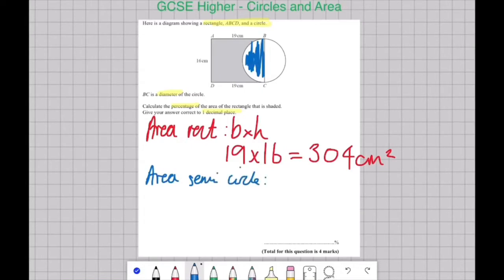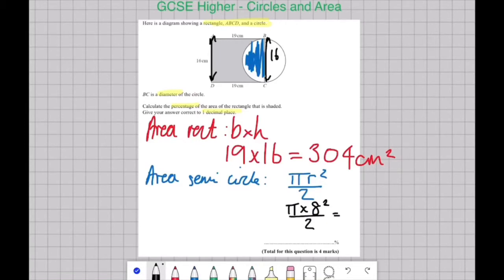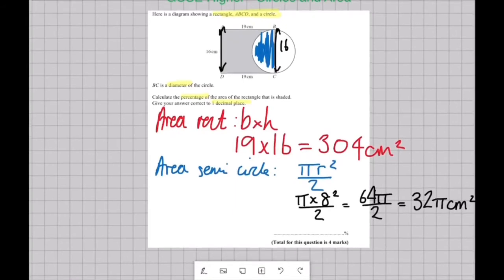So the area of a circle we know is pi r squared. The area of a semicircle will be half of that, so I'm just going to divide it by 2. Now, the radius of this circle. Well, I know that the full length, the diameter, would be the same as this distance, so that's going to be 16. So the radius would be half of that, which is 8. So for the area of the semicircle, I'm going to do pi times 8 squared divided by 2. So 8 squared is 64, so I've got 64 pi over 2. If I do 64 divided by 2, I've got 32 pi centimetres squared. So I've worked out there the area of the rectangle and the area of the semicircle.